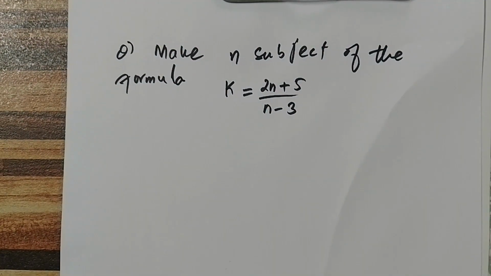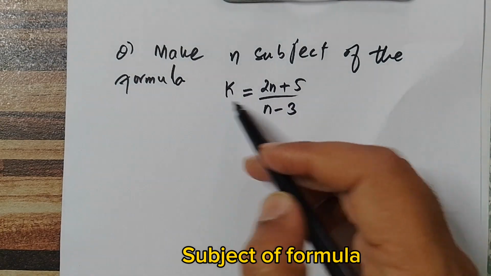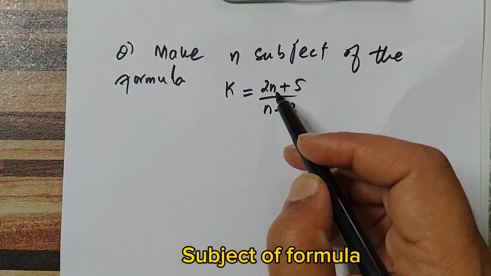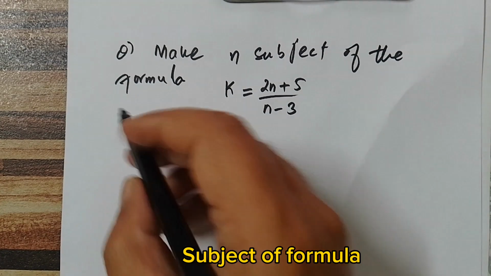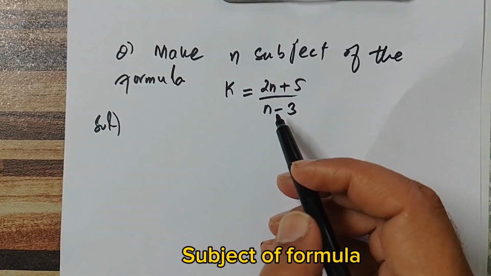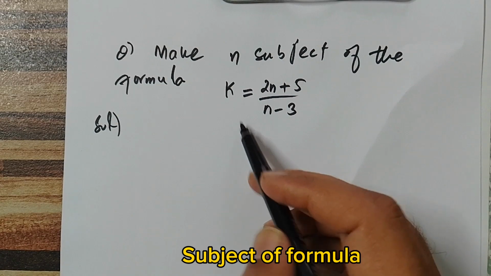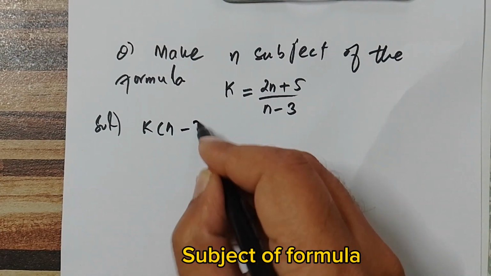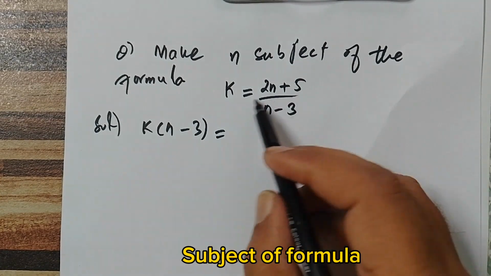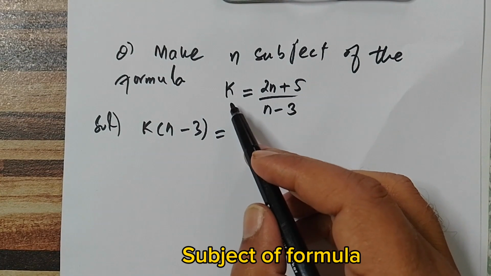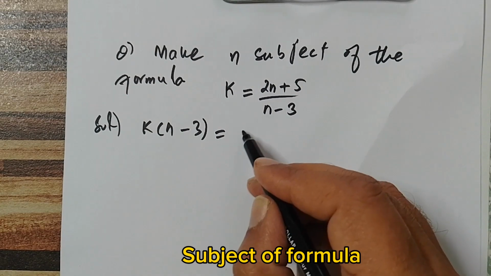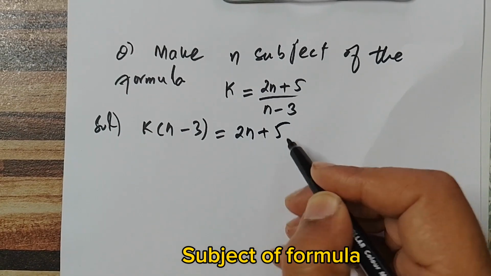The next question is, make n subject of the formula. This equation has n on the right side and we have to make n subject of the formula. So for this, as the first step, I do cross multiplication. I multiply k with n minus 3, and 2n plus 5 under the value k, which is 1, as it is not mentioned, so 1 multiplied by 2n plus 5 is equal to 2n plus 5.